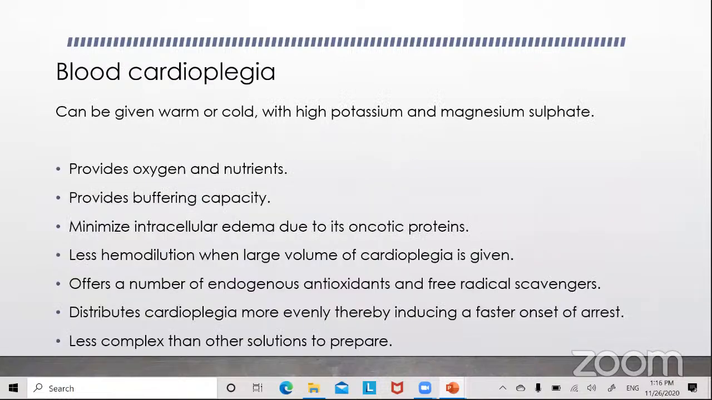Blood cardioplegia can be given hypothermic or normothermic. Added to the blood are high potassium and magnesium sulfate. Clinical studies generally suggest that blood cardioplegia provides superior myocardial protection to crystalloid cardioplegia, with less troponin release and better hemodynamic performance post-pump. However, the rate of myocardial infarction has not been shown to differ. It provides sufficient cardiac nourishment during aortic clamping to permit excellent myocardial protection.